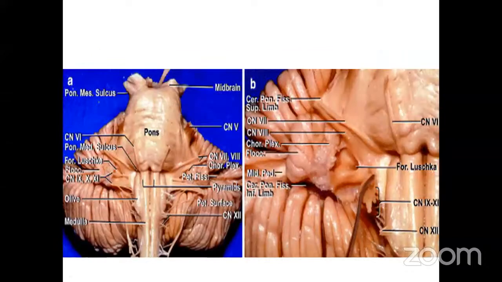This is another diagram showing the structures at the CP angle. This is the midbrain. Below is the pons. Below the pons is the medulla with pyramids and the olive. Between the pons and the medulla is the pontomedullary sulcus, and between the pons and midbrain is the pontomesencephalic sulcus. Diagram B is an enlarged view. Here we can see again the cerebellopontine fissure, the superior limb and the inferior limb of cerebellopontine fissure.